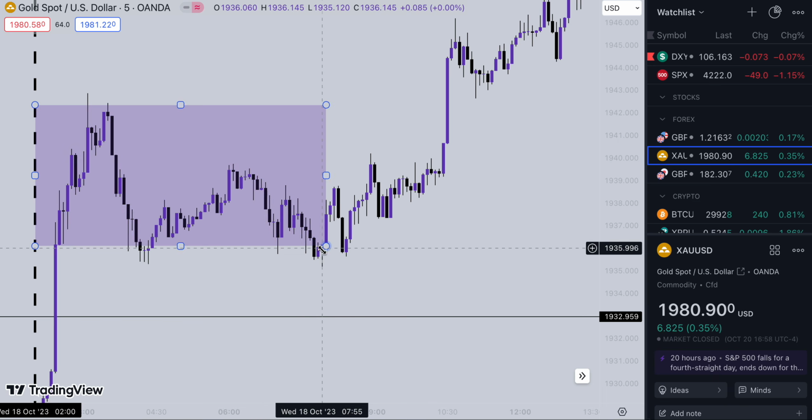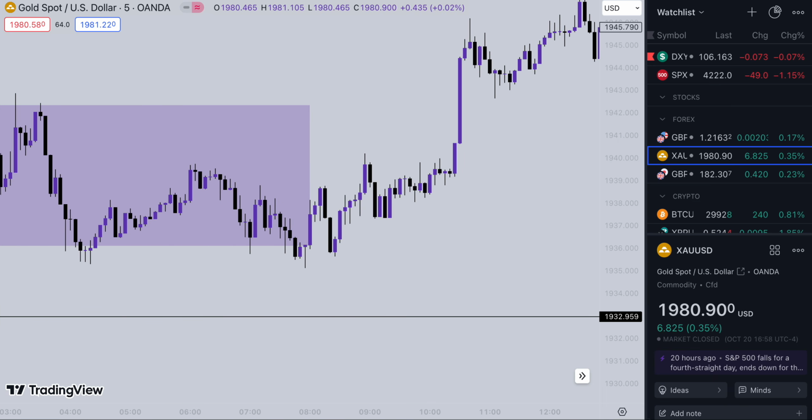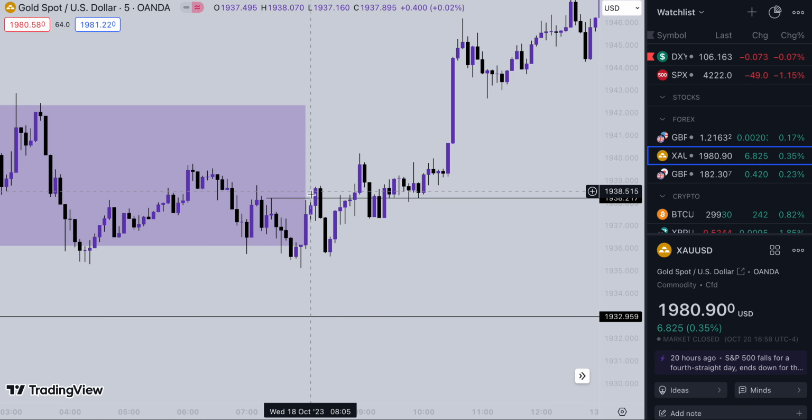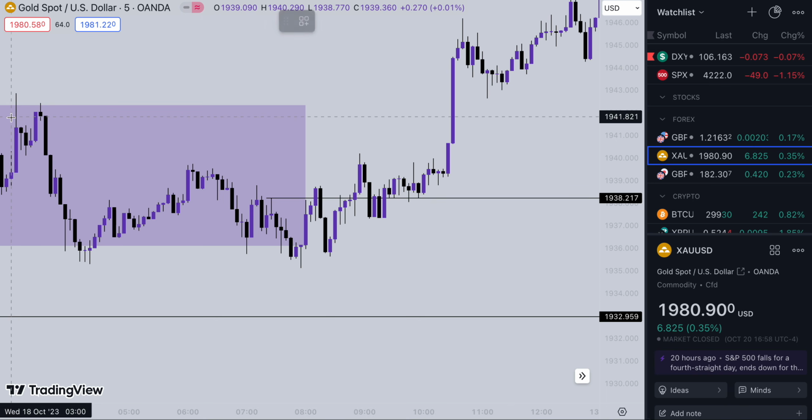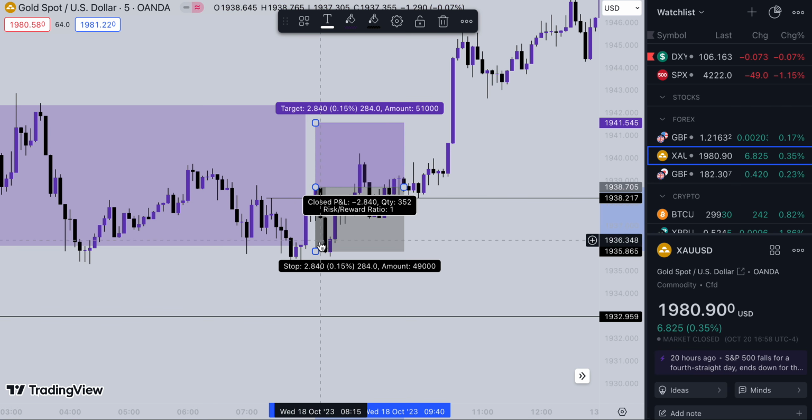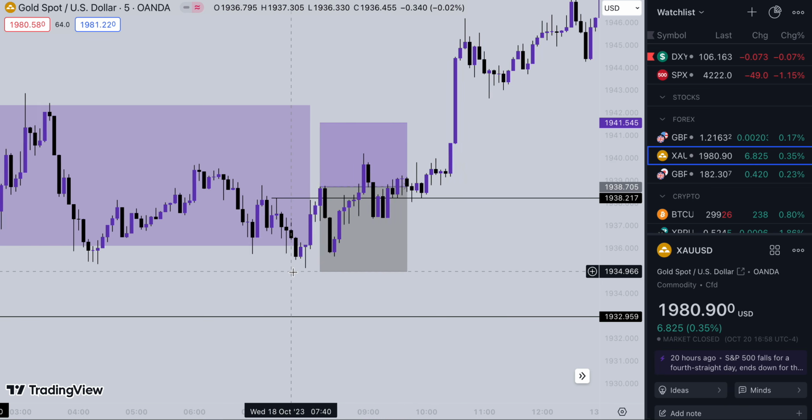So yeah, manipulation occurred right there. So what can I wait for? A breakage structure on the 5 minute. We have highs here, price broke structure right there. I can just get long into the market off of that and put my stop below these lows.